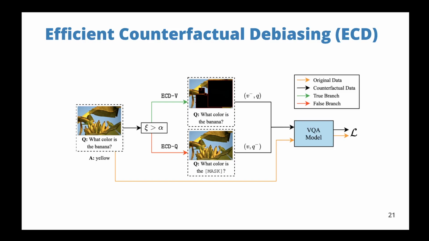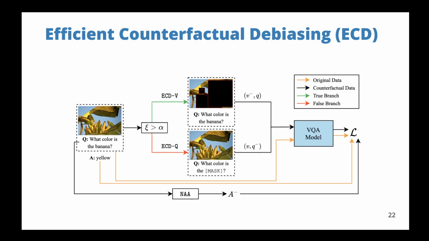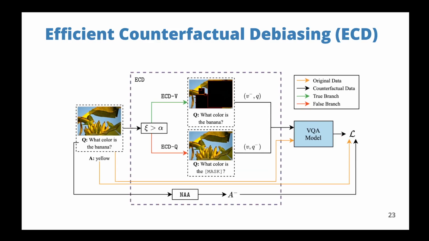Then we concatenate the counterfactual instance with its original version, and we do this for the entire batch of instances. Since we lack ground truth annotations of answers for these counterfactual samples, we generate them using the negative answer assignment algorithm. The original and counterfactual samples are returned by ECD and forwarded to the training of the VQA model. We compute the loss function and ECD is called again for the next data batch.